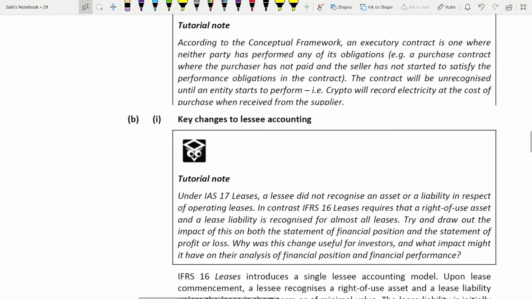So these are some key changes to the lessee accounting. As I wrote, before, it was known as IAS 17. There you did not have to recognize lease assets, right of use asset and lease liability. Now you have to recognize it. So one of the answers that you can write is that. Because of this, it will have an impact on what? Statement of financial position and your profit and loss account. Remember, because they asked you to show the impact, right?